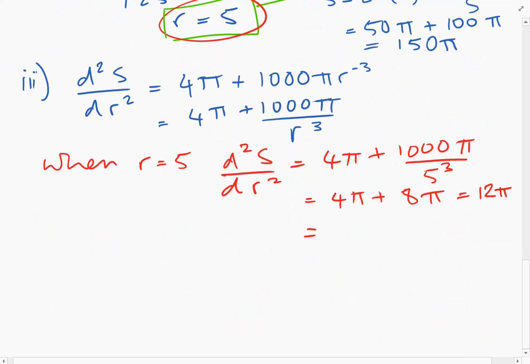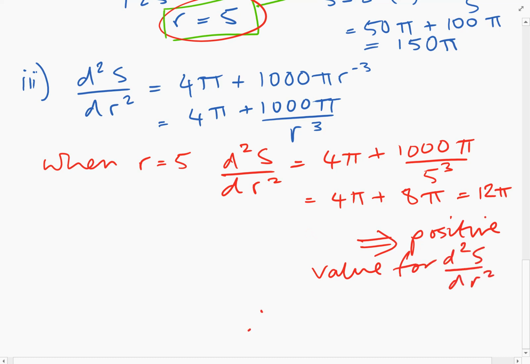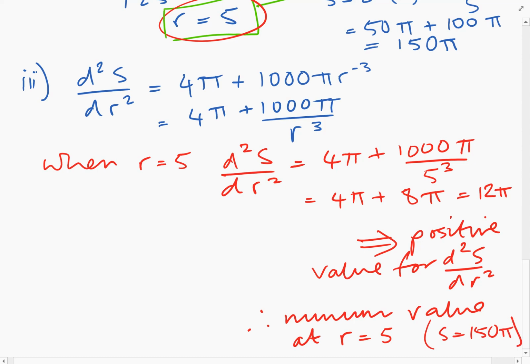So 12 pi is positive. Okay, so this is positive. So I would say positive value for the second derivative. So I would say therefore this will be a minimum. This is a minimum value at r equals 5. You could put in brackets that s is 150 pi, but the important thing is this is going to be a minimum value.